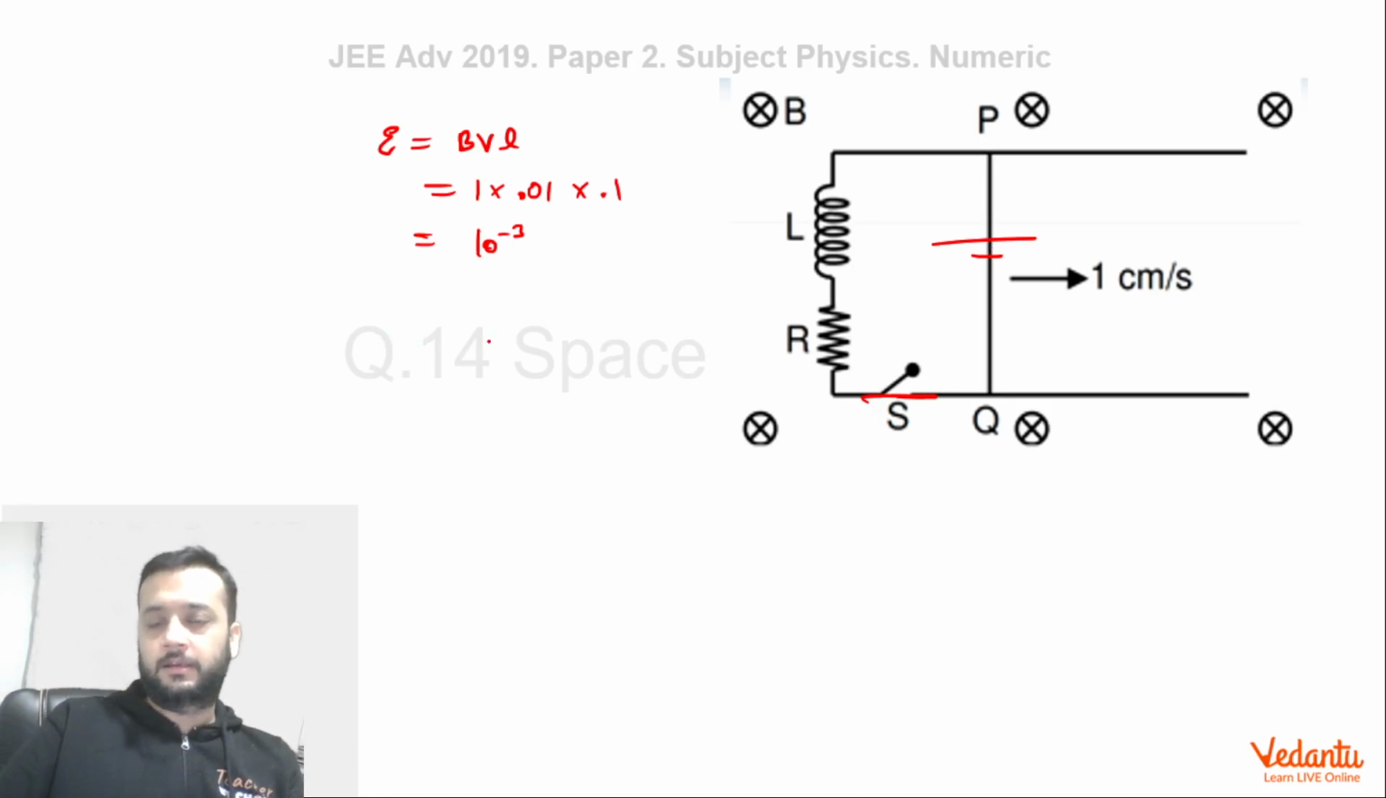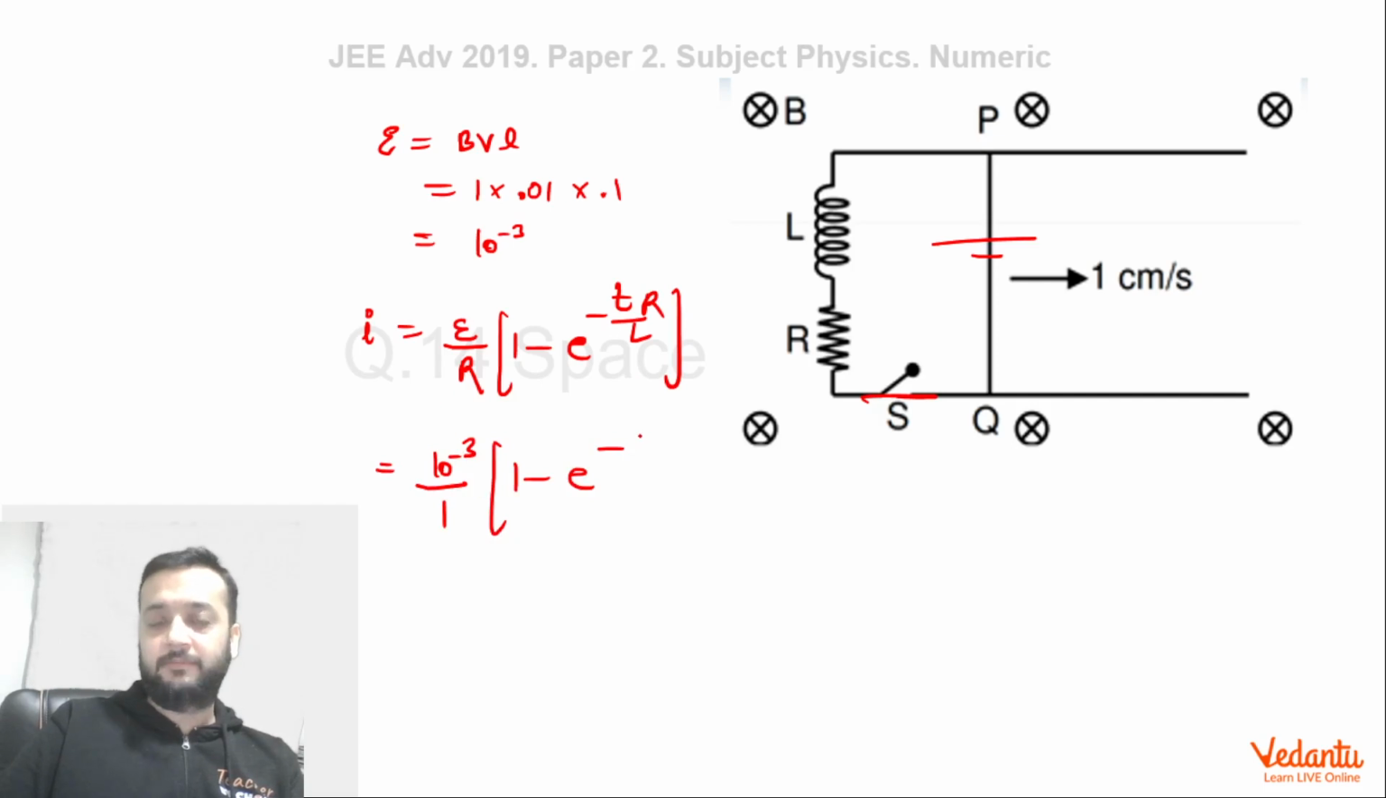Now, this becomes an LR circuit. So we already know the current in the LR circuit can be written as I equals E by R into 1 minus e to the power minus t by tau. Tau is nothing but L by R. So just put the values: E is 10 to the power minus 3, resistance is 1. The time at which we have to find the current is 10 to the power minus 3 seconds only. Inductance is 10 to the power minus 3 and resistance is 1.